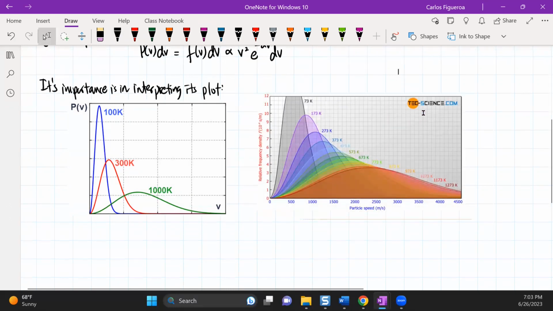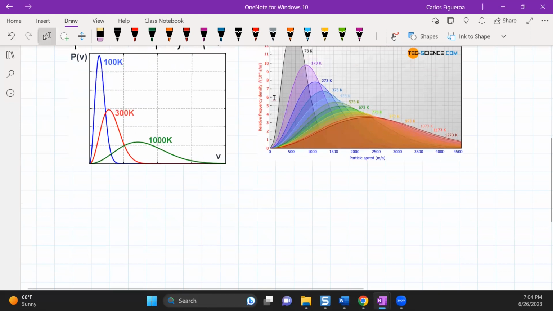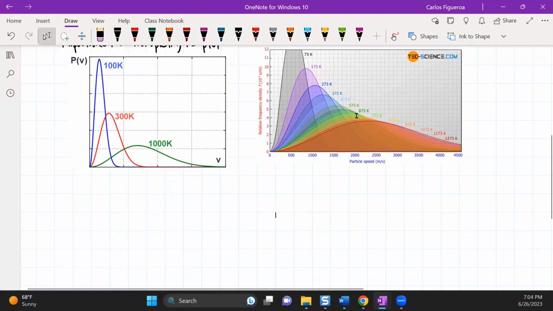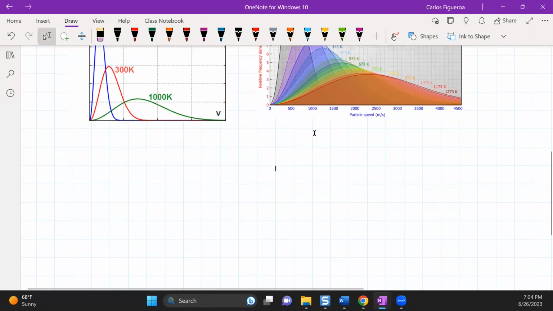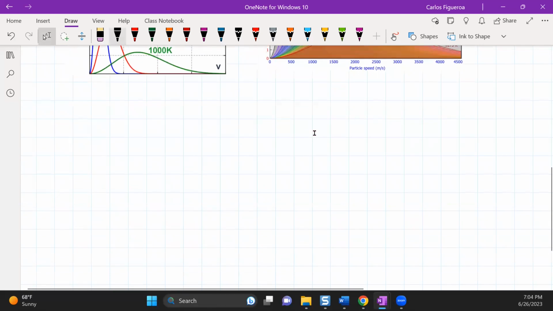And I got this off of techscience.com. This is a gorgeous curve. It's absolutely stunning. And so I want to interpret the shape of this curve right here. This is the one you want to think about, the one on the right, because it's done so well. So let's do an interpretation of what we just saw.